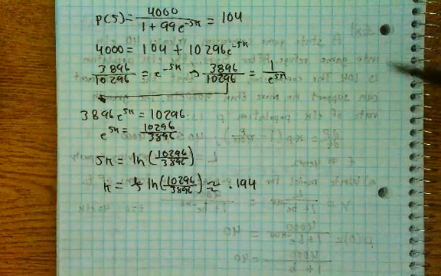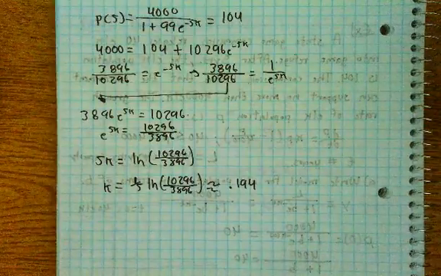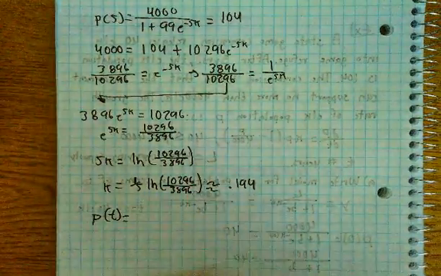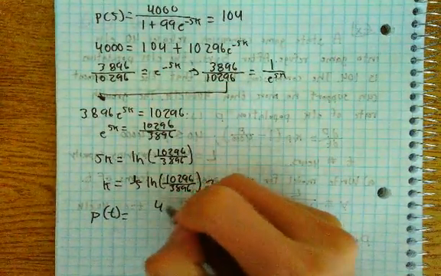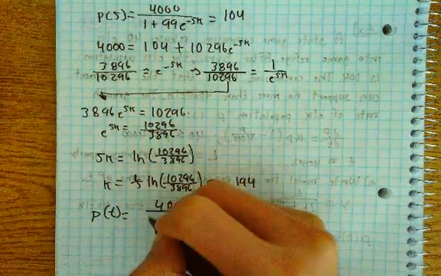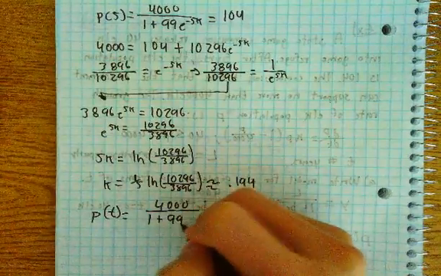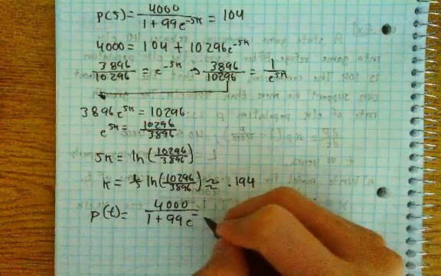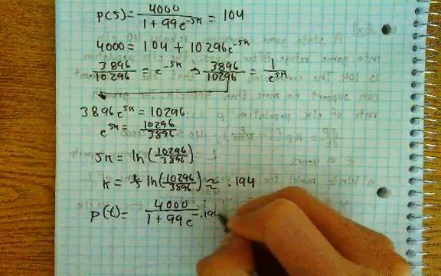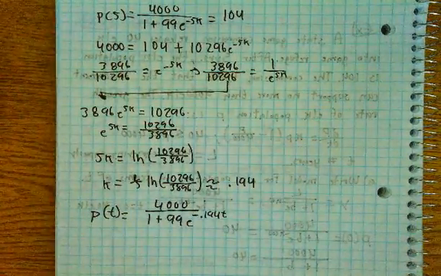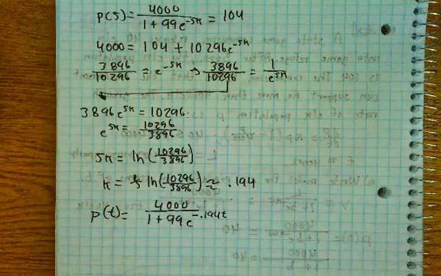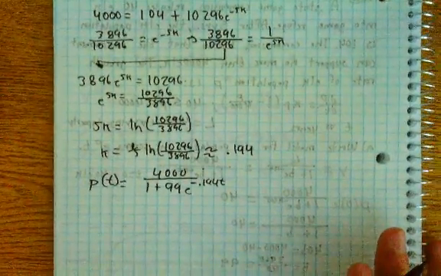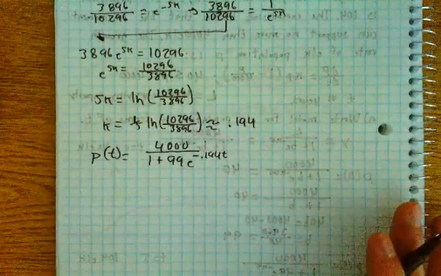So what that means is that now that you have all of your constants and you're ready to give me the model, which is P of t equals 4,000 over 1 plus 99 times e raised to the negative 0.194 t. Okay? So here we go. We now have ourselves a model for the population of elk at any given time. Let's start at part B.